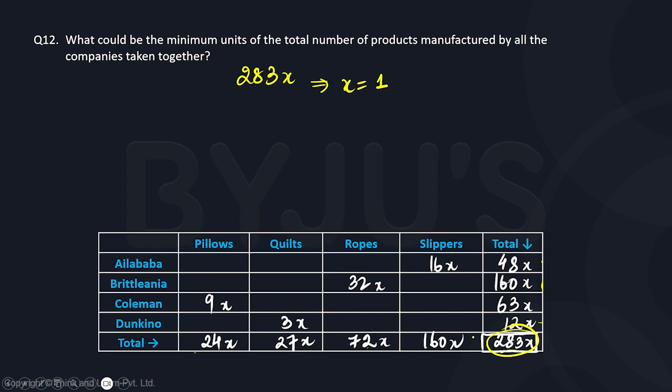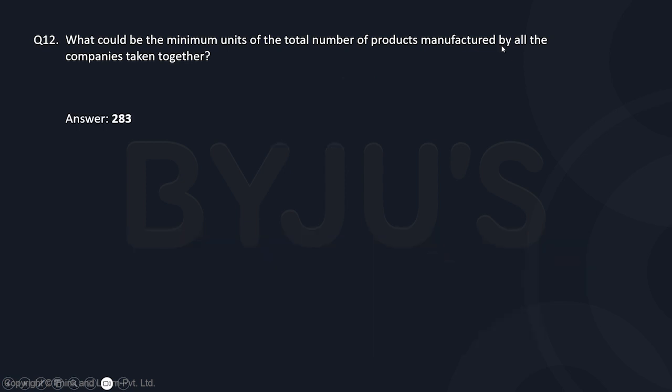So I can't take x as half, because if I take x as half, slippers will be 8, overall will be 80, this will be 16, this will be 36, but then quilts will become fraction. We can't have fraction number of quilts, right? So the minimum value that we can put for x over here is going to be 1. So if we take x equal to 1, we will have 283 as the minimum number of total products manufactured by all the companies taken together. Since it was a data question, we are supposed to type in 283.